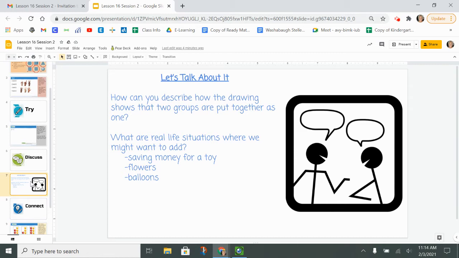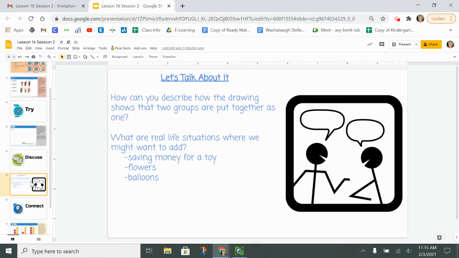What if you're really, really wanting to save money to buy a special toy and you have $2 at home and then you do some extra chores and mommy gives you $2 more? You would need to add to see how much you have. So maybe if you're saving for something, what if you're planning to make some flowers for Mother's Day and you have two roses and you have one daffodil, but you need to know how many flower pots to buy. So you would have to add two and one to know that you would need three flower pots.